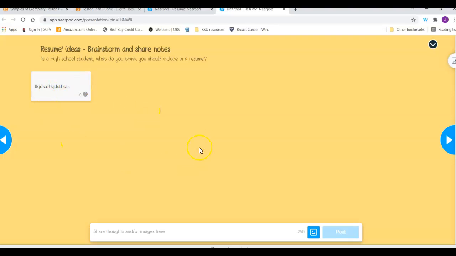And then they brainstormed ideas, and again I just stuck this up here to demonstrate the tool, but basically I had them brainstorming ideas about what they thought should be included in a resume and had them put that all up there simultaneously and then respond to each other's.